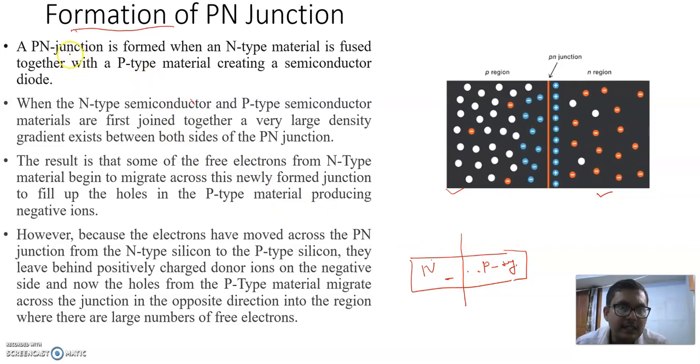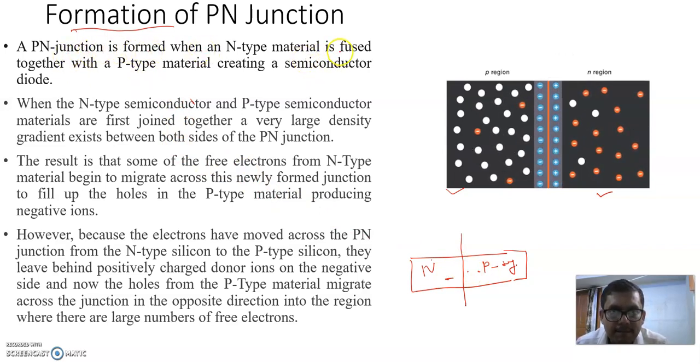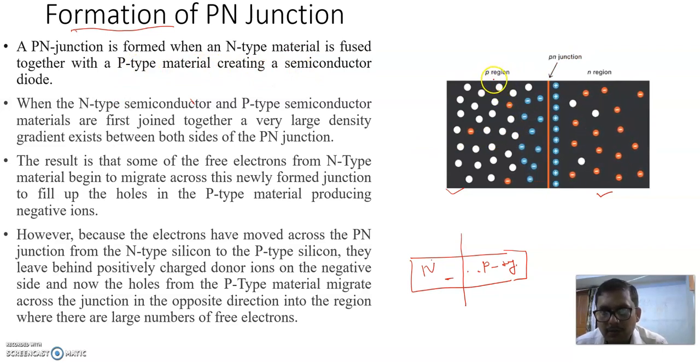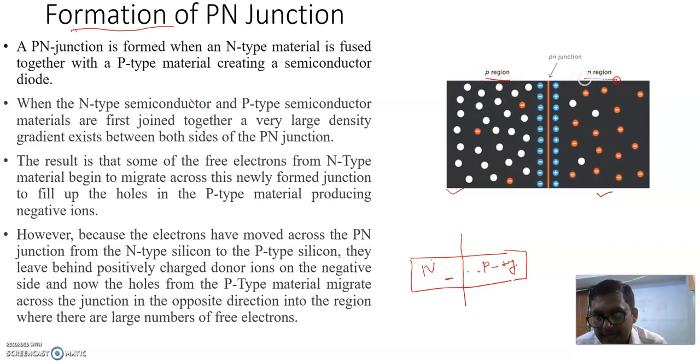So first point is a PN junction is formed when N type material is fused together with P type material creating a semiconductor diode. So in this animation we can see that we are fusing two types of the semiconductor. One is P type of semiconductor and second is N type of semiconductor, and that junction is called PN junction.